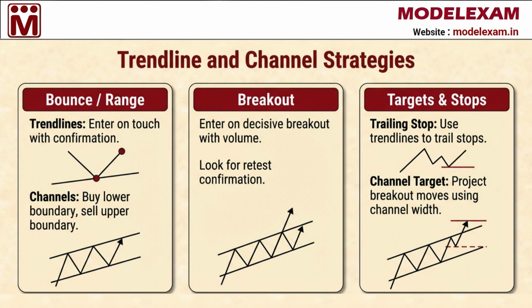For bounce or range trading, you enter when the price touches the trend line with confirmation. In a channel, you buy at the lower boundary and sell at the upper boundary. For breakout strategies, you wait for a decisive move out of the channel with volume. You can also use the trend line to trail your stop loss, moving it up as the trend continues. To set a target, you can project the breakout move by measuring the height of the channel.